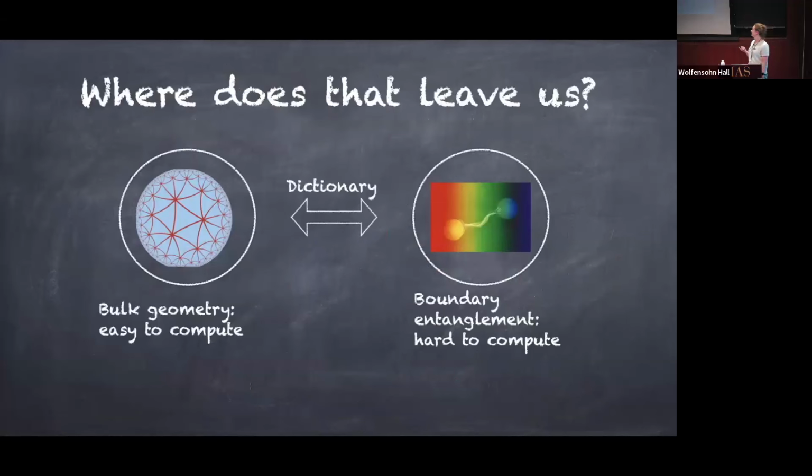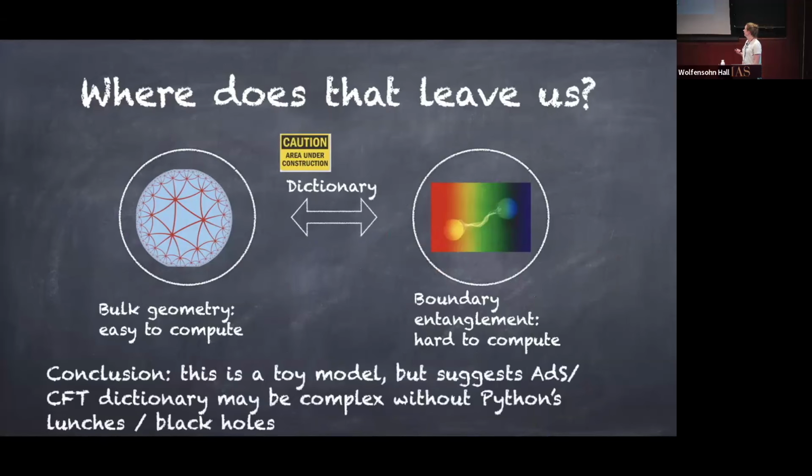And where does that leave us? So we've got bulk geometry, which I personally think we all agree should be easy to compute. It shouldn't be hard to measure distances in AdS. But this is dual to boundary entanglement, where now we can show, at least in toy models, that we really can construct holographic boundary entanglement which is hard to compute. And that suggests that, okay, this is a toy model, but the AdS/CFT dictionary might be complex even in the absence of Python's lunches or black holes.